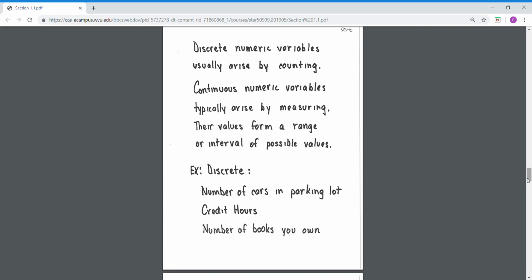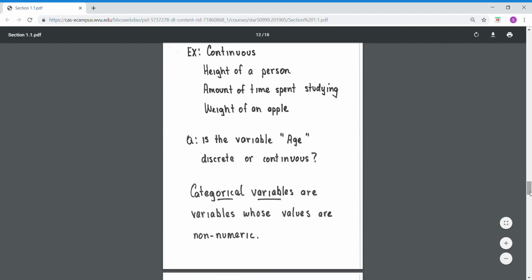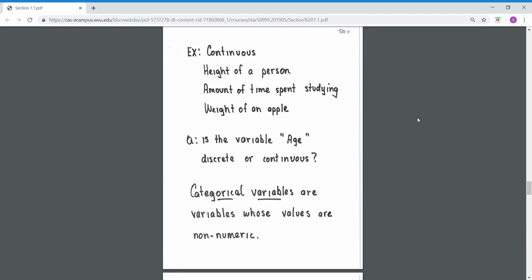Discrete numeric variables usually arise by counting, whereas continuous numeric variables typically arise by measuring. Their values form a range or an interval of possible values. Some examples: for discrete, the number of cars in a parking lot, the number of credit hours you are taking in the fall semester, or the number of books you own. Some examples of continuous numeric variables are the height of a person, the amount of time studying, or the weight of an apple.